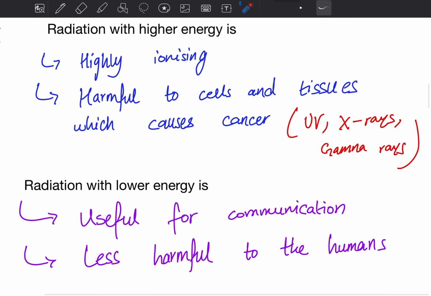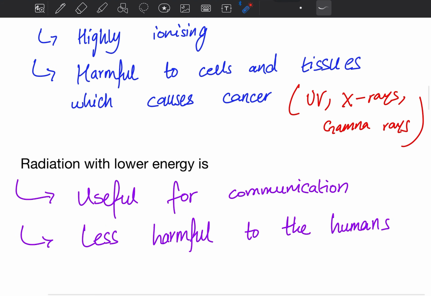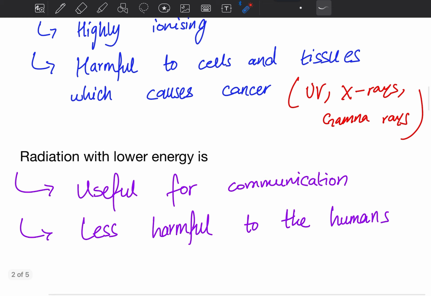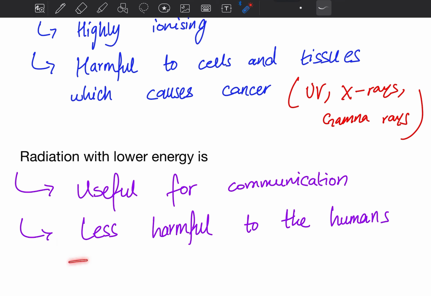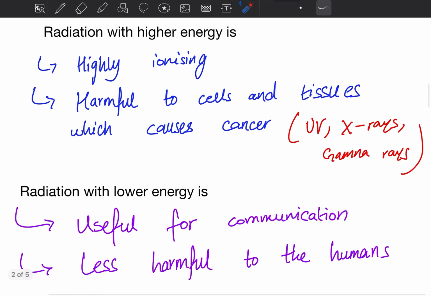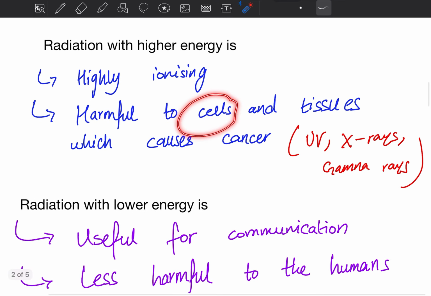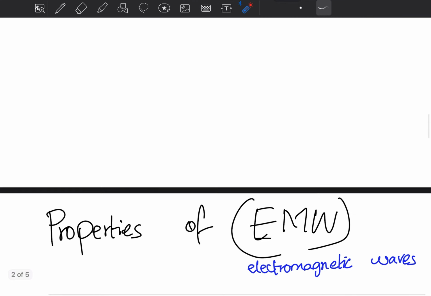Radiation with lower energy, which means it has less energy, is basically used for communication, and it is also less harmful to humans. Why is it less harmful to humans? Because obviously it has low energy. If it had high energy, then it would be harmful to the human body, as I said earlier, harmful to your body cells and your body tissues.